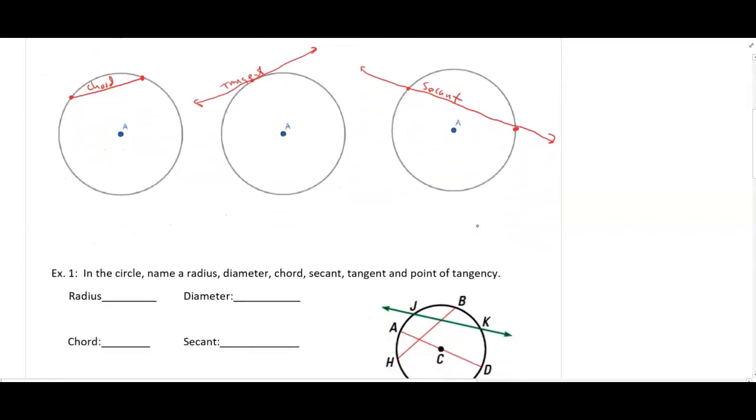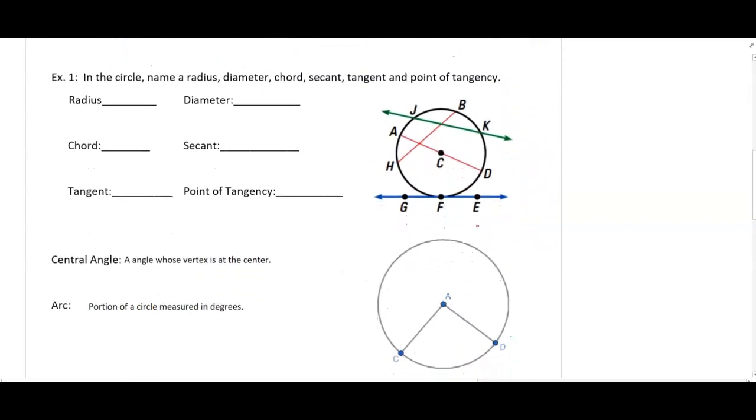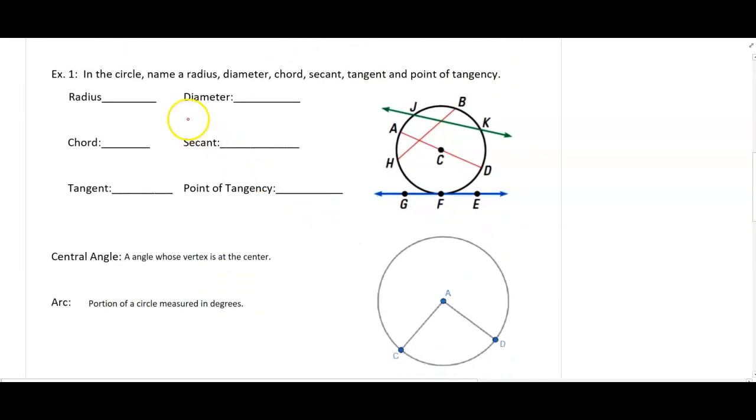Okay? So when we look at example 1, right, if we had to name a radius in this diagram, a radius, remember, goes from the center, right, from the center to a point on the circle. So you actually have 2 here. You could either say CD, right, or you could say AC. Both of those are radii. Remember, you could also name this DC or this CA.